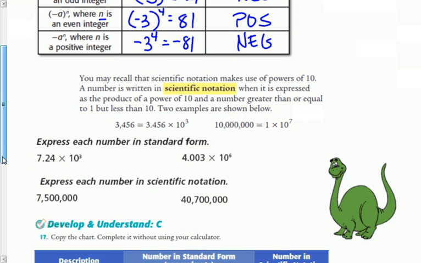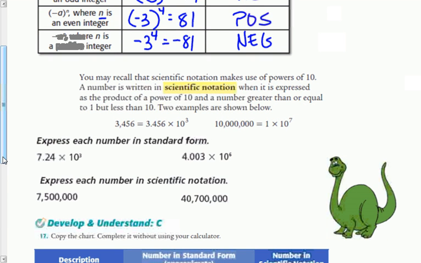A couple important things about scientific notation. A number is written in scientific notation when it's expressed as the product of a power of 10. So notice both of these are powers of 10. And a number greater than or equal to 1 but less than 10, that's this number right here. So these numbers are in scientific notation because of those two things.